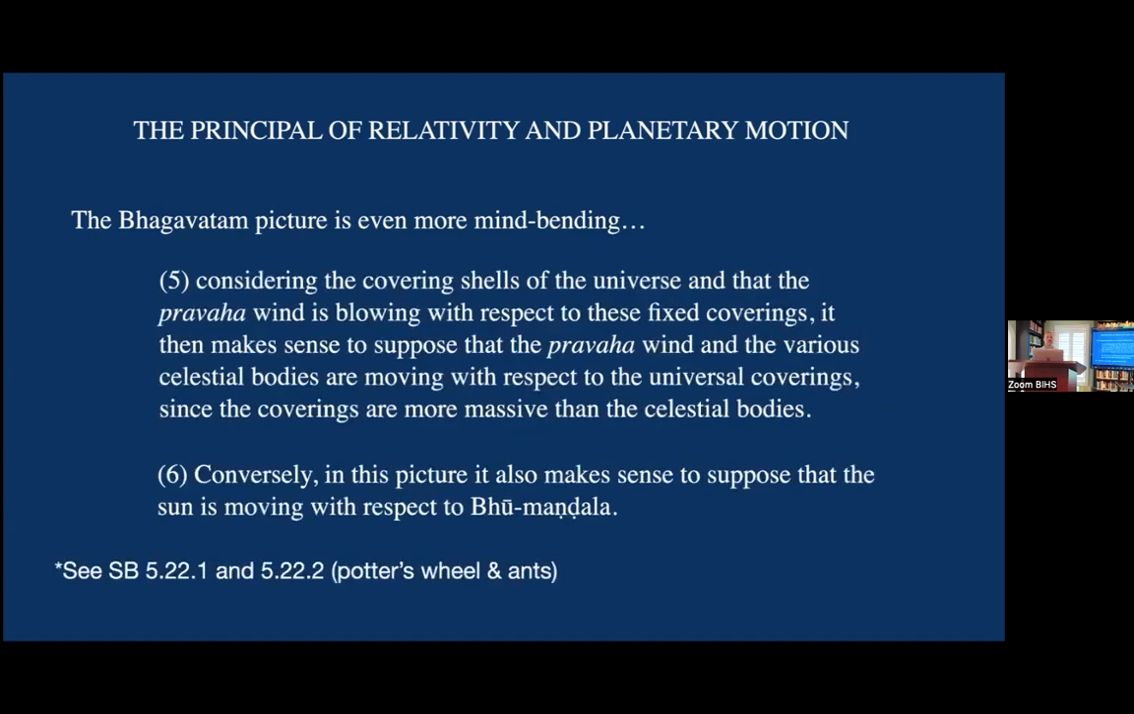Okay, what about the universal shells? Considering the covering shells of the universe and the Pravaha wind is blowing with respect to these fixed coverings, it then makes sense to suppose that the Pravaha wind and various celestial bodies are moving with respect to the universal covering, since the coverings are more massive than the celestial bodies. Again, we're seeing layers and layers of how perspective matters when we're trying to construct this framework. So conversely, in this picture, it also makes sense to suppose that the sun is moving with respect to the mandala. And there are some good metaphors in the body for this kind of idea of relative motion.